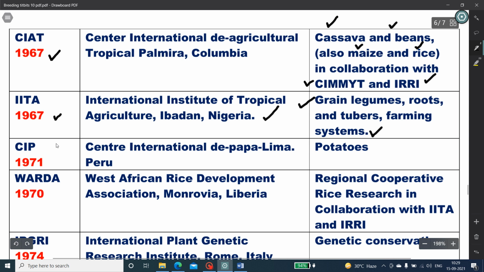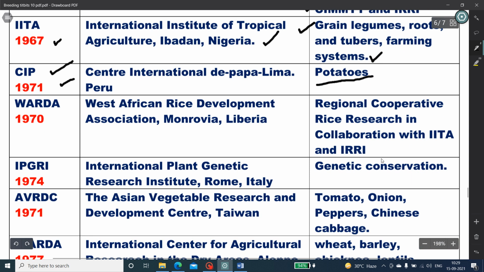The CIP, the International Potato Research Institute, established in 1971. They have a germplasm collection of all potato species. And the West African Rice Development Association, Liberia, established in 1970. They have regional cooperative rice research in collaboration with IITA and IRRI.